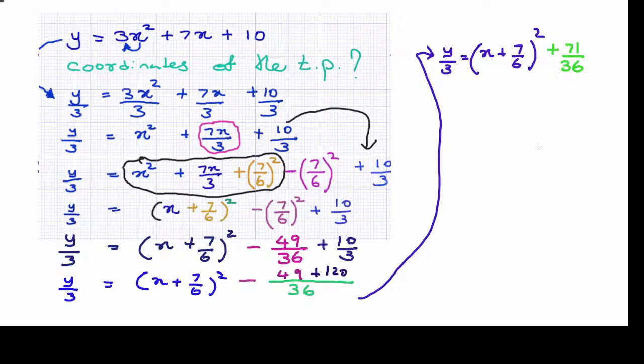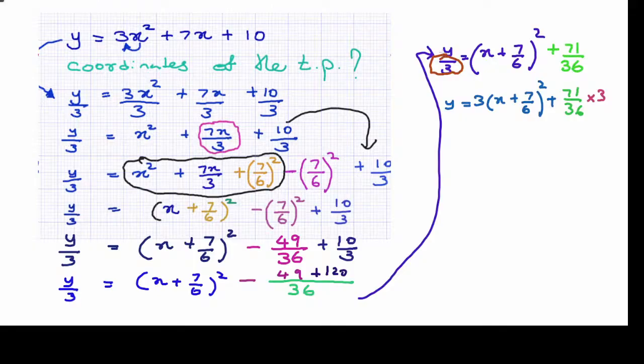When we are writing an equation in vertex form, we have to make sure the left hand side is simply y. So let's multiply all the terms by 3 to get rid of this division by 3. So 3 times (x plus 7/6) whole thing squared plus 71/36 multiplied by 3. We are multiplying all the terms of the equation by 3. Why are we doing that? To get rid of this 3.